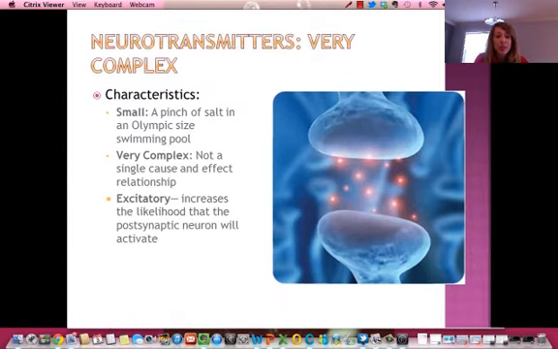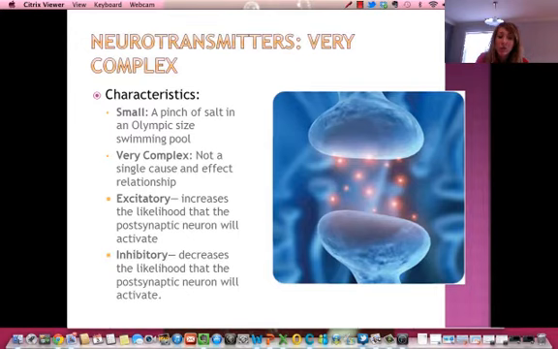Some of them are excitatory. These are the green light, go. These are the neurotransmitters that send the go messages. They want to activate the neuron, go, right? And then you have inhibitory neurotransmitters, and these are ones that stop the neuron from sending, right? They tell it to pause or to wait or to send later.